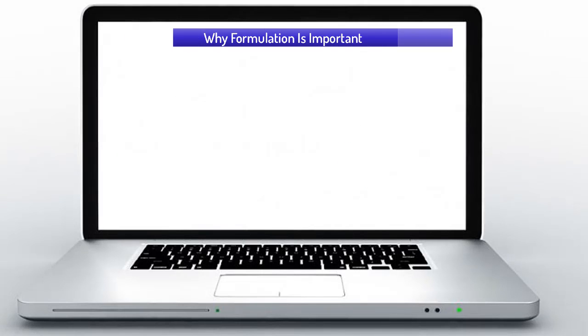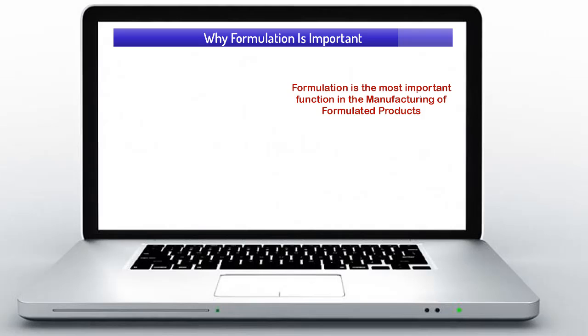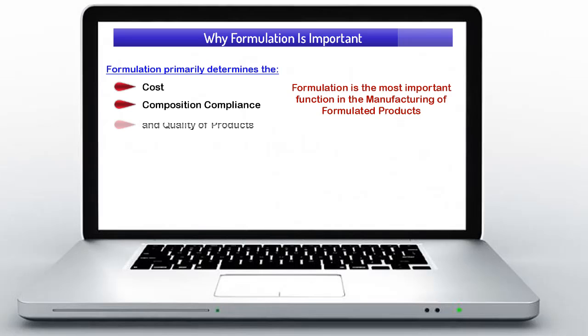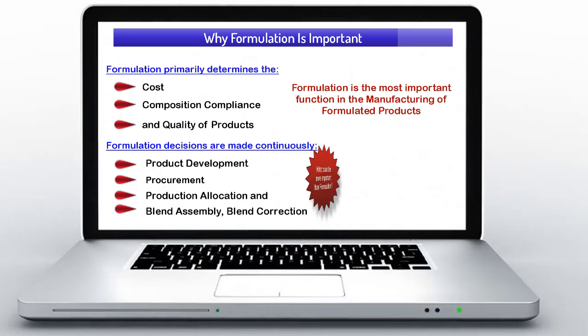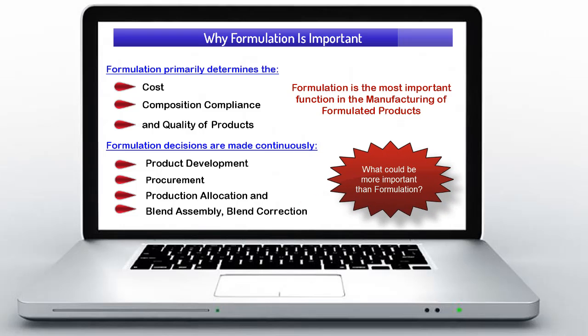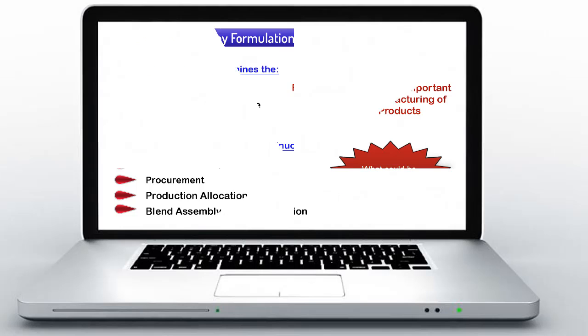Optimal Answers considers formulation to be the most important function in the manufacturing of formulated products. Formulation primarily determines the cost, composition compliance, and quality of products. Formulation decisions are made continuously for product development, procurement, production allocation, blend assembly, and blend correction. What could be more important than formulation?